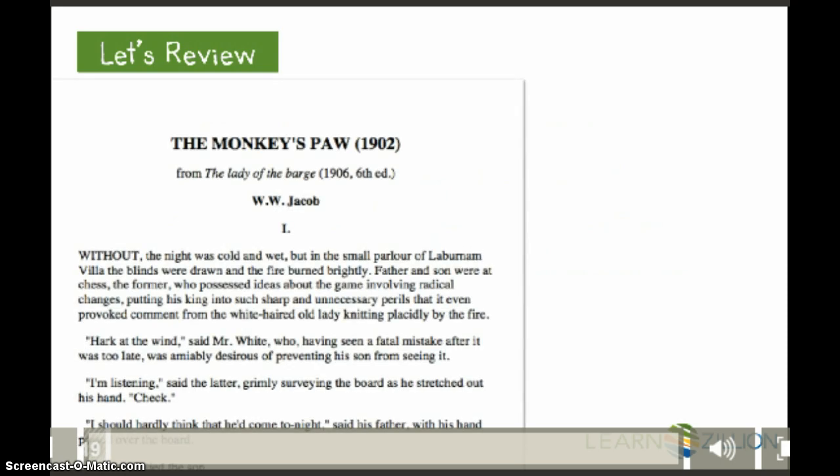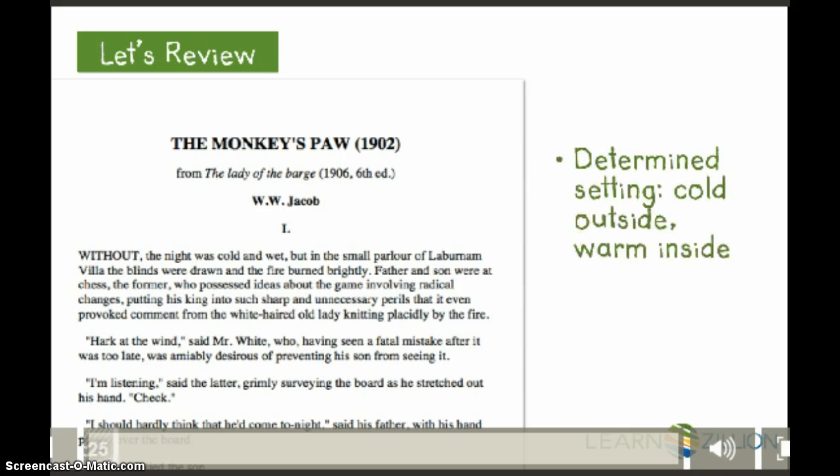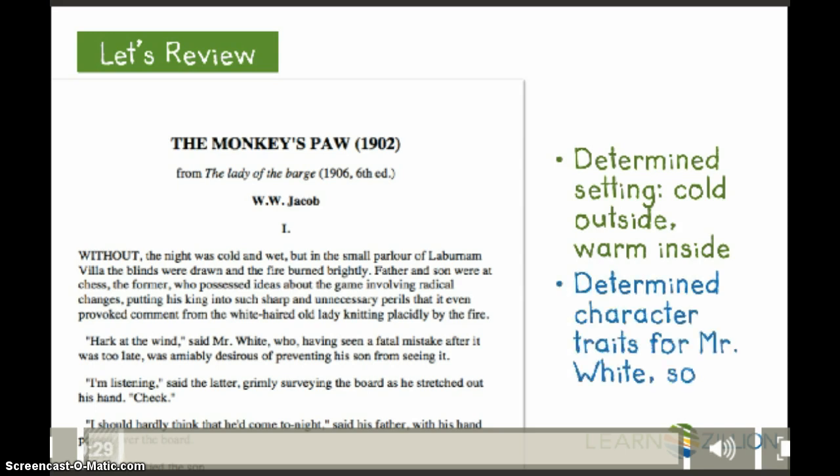Let's review. In a previous lesson, we determined the setting of the text. It's cold outside and warm inside. We also determined the character traits for the three major characters. Mr. White is moody and competitive, his son clever and quiet, and his wife is supportive and loyal.